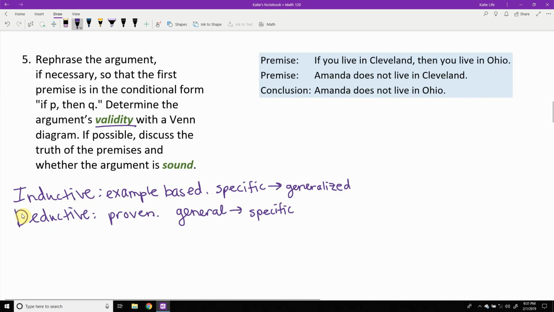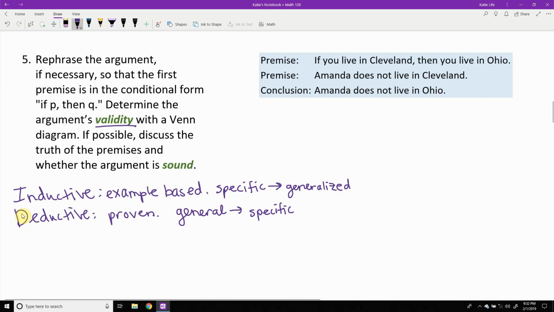Now, if the premises are also true, then that is our highest level of a deductive argument. That is when we call it sound. So when it is valid and all the premises are true, that's really the best argument that we can possibly have, a sound argument. So what we have here in the example is a deductive argument.